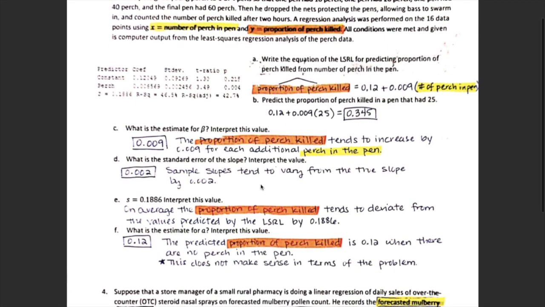Okay, D asked you what is the standard error of the slope, and then again to interpret it. So the standard error of the slope is right here next to the slope. See how it says standard deviation? So 0.002. And then what does it mean? That sample slopes, right? If I did a bunch of samples and got the slopes from all of those, they're going to tend to vary from the true slope by about 0.002. So not a lot of variation.